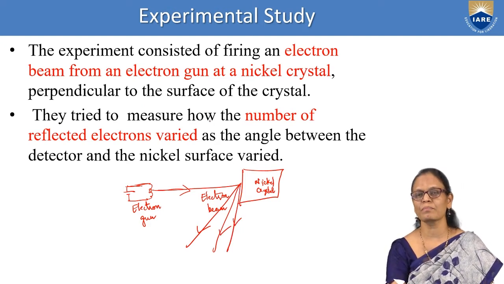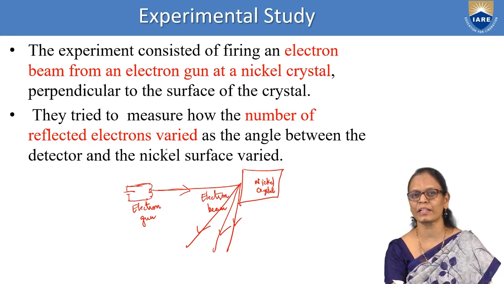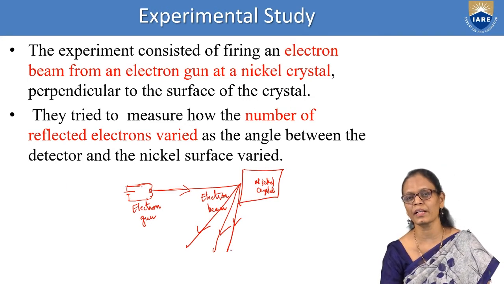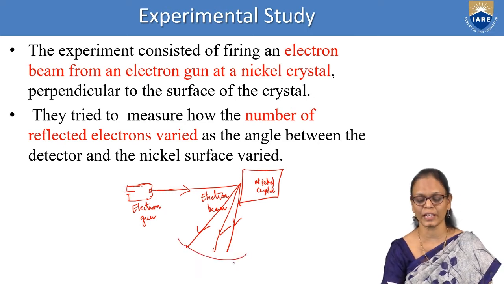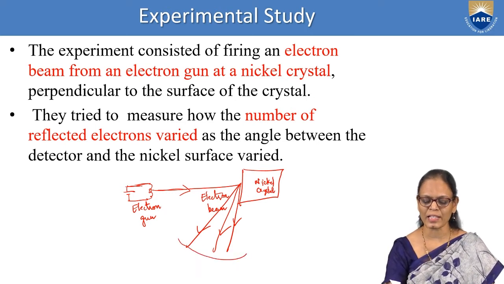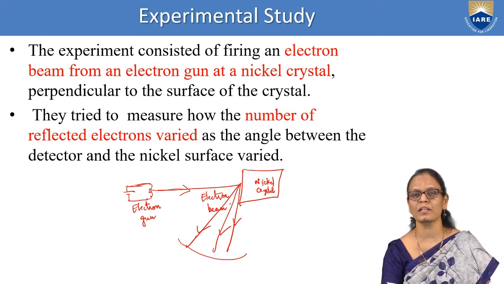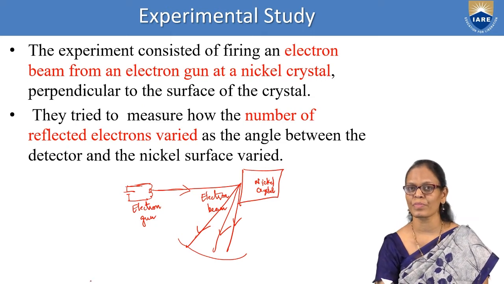So he tried to measure how the number of reflected electrons varied as the angle between the detector and the nickel surface varied, to know how many electrons have been deflected at a particular angle. So he kept a detector here to detect these electrons. And as the angle between the detector and the nickel plate varies, how does the number of electrons vary? That is what he was trying to find out.